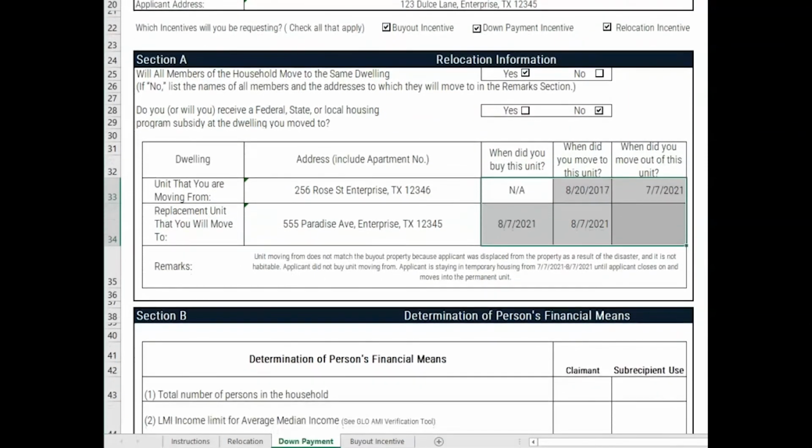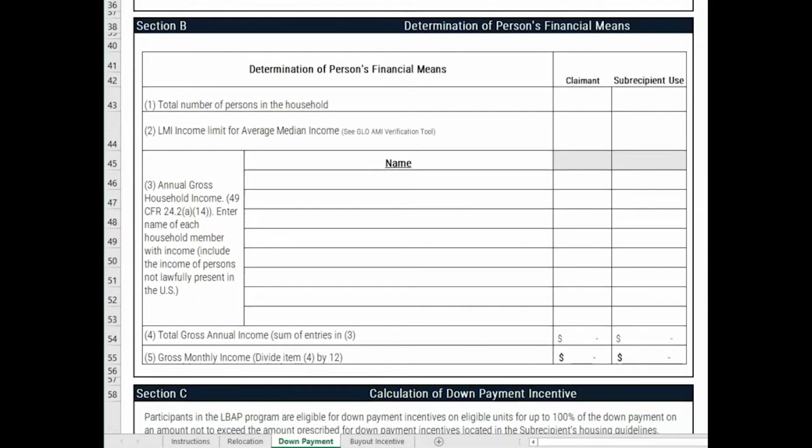Down Payment Assistance Sheet, Section B. Section B of the Down Payment Assistance Sheet is for applicants to determine their financial means to provide evidence of eligibility for down payment assistance LMI thresholds. To complete this table, applicants will need to use their completed Adjusted Gross Income and Area Median Income verification tool.